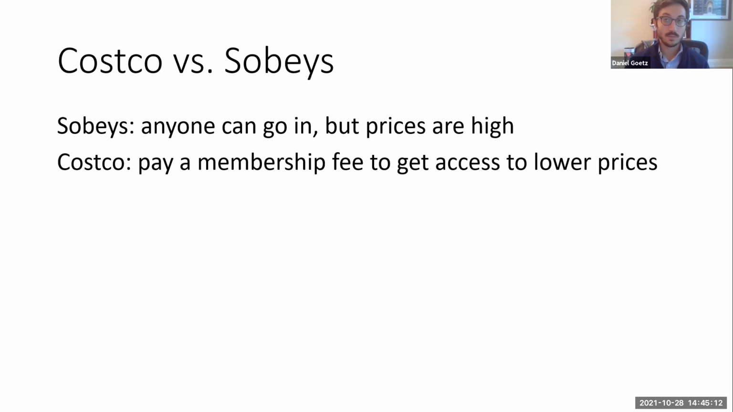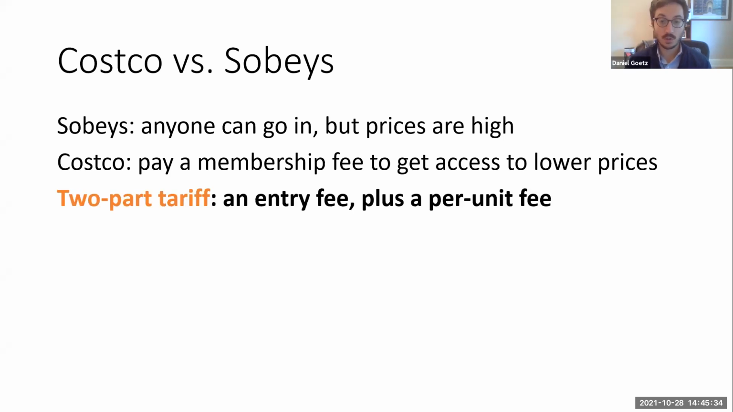With Costco, you have to pay a membership fee to get in, but once you're in, the prices are a bit lower per unit, right? You're getting discounts on the stuff you're buying when you think about it in terms of per paper towel or per box of spaghetti. So Costco's pricing strategy is what's called a two-part tariff.